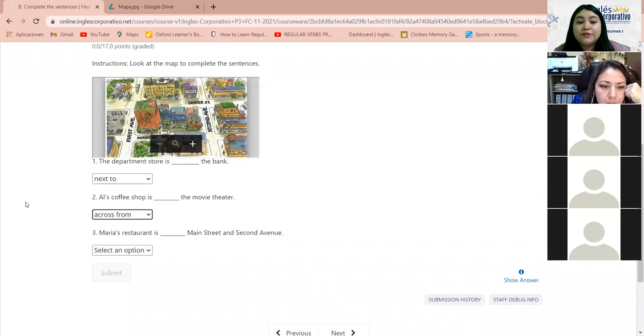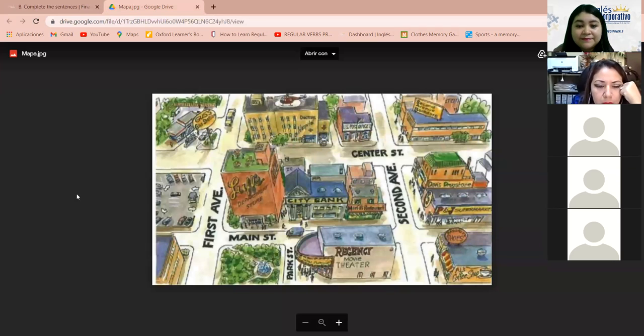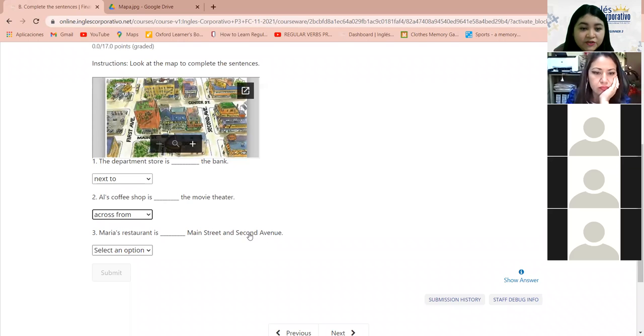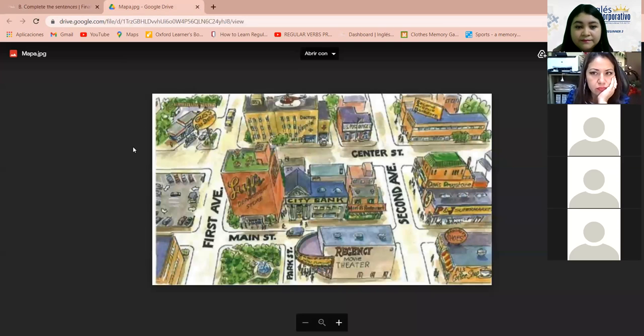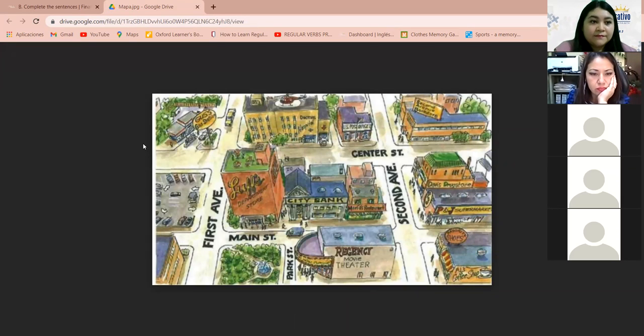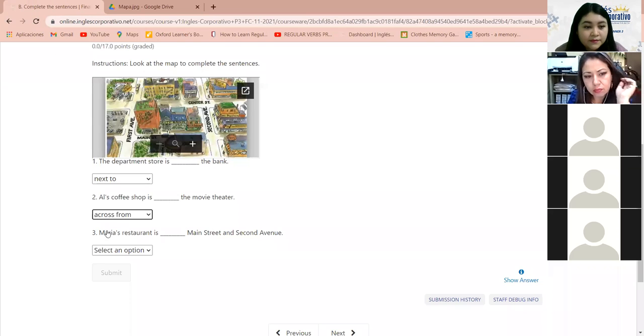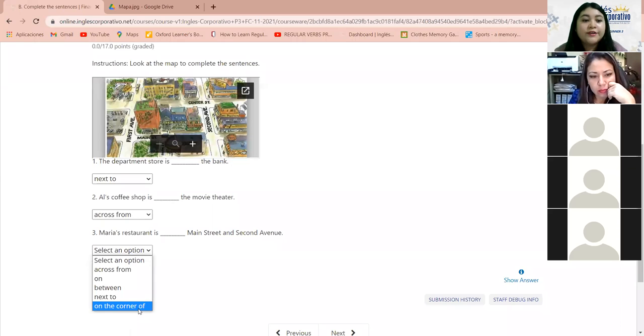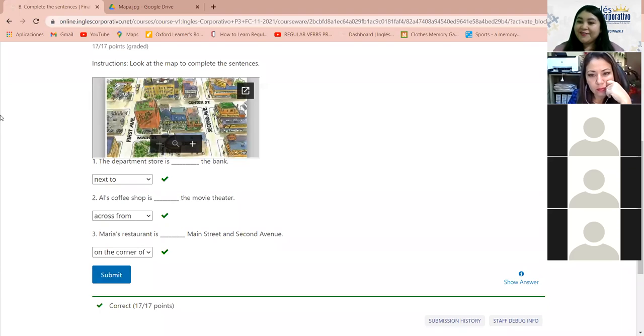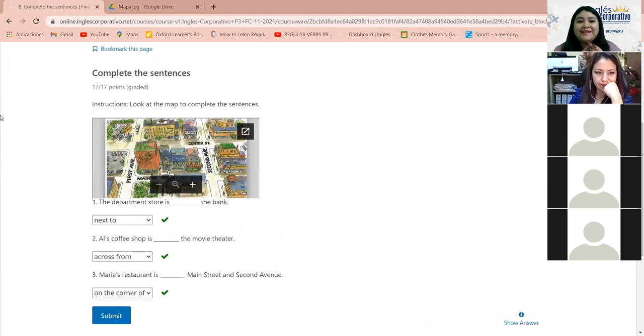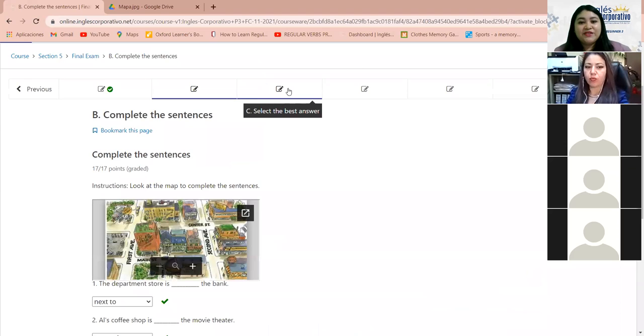And let's go with number three. Maria's restaurant is, Natalia, where is Maria's restaurant? Aquí dice Main Street and Second Avenue. Yes, it's a corner of. Okay, let me check. There you go. On the corner of. That's correct. Let's submit it, girls. And there you have it. Very good. Pretty amazing. Thank you, girls. Let's go to the following.